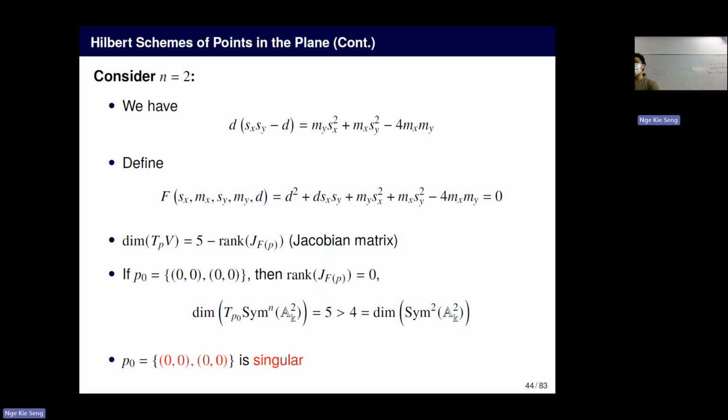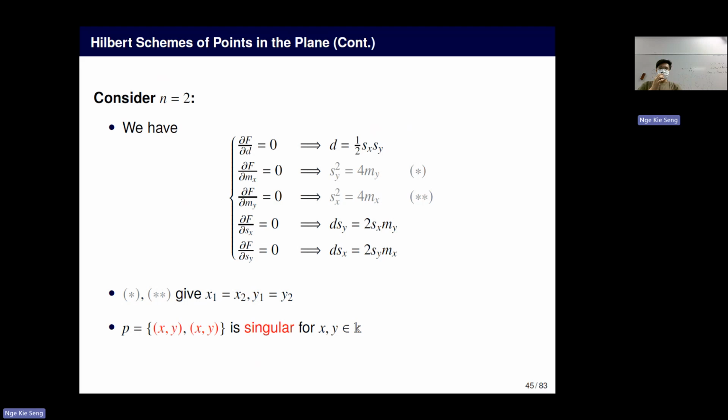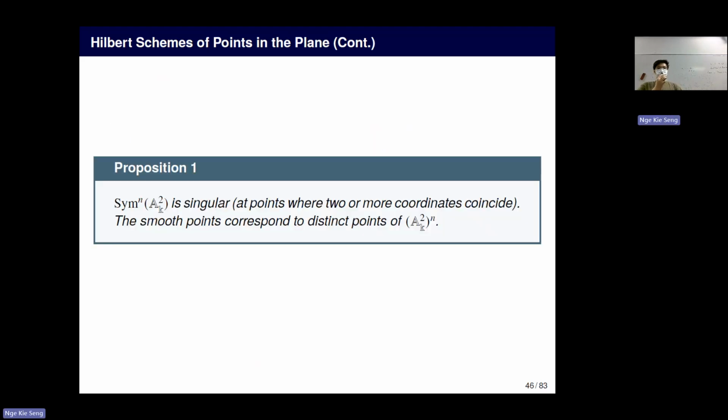We would like to identify all, if possible, the singular points of the symmetric product. So we work backward. We know that singular points are those where the rank of the Jacobian drops. So working backward, setting the partial derivatives equal to 0 and solving the equations, we see that the singular point should be one such that it represents a double point. In other words, all the smooth points of the symmetric product in the case when n equals 2 correspond to distinct points. More generally, we have this result: the symmetric product is singular at points where two or more coordinates coincide, and the smooth points correspond to distinct points.